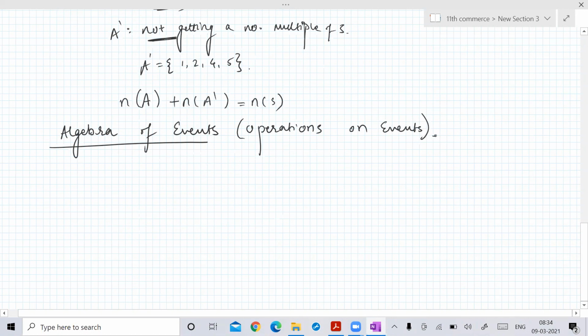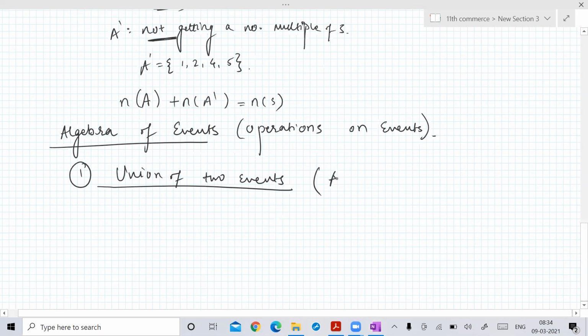Okay, operation on events. Let's consider the first one: union. Union of two events. How do we represent the union of two events? A union B.